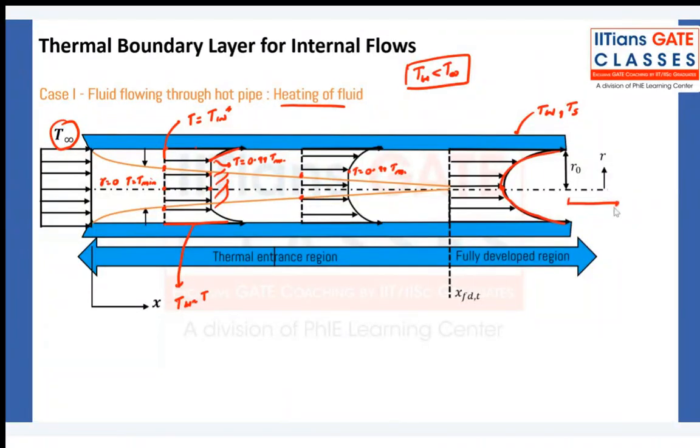So at R equals 0, T equals T minimum. At R equals capital R, T equals TW. This is how it is changing. Now this is, of course, the viscous region. Here shear stresses are dominant, and temperature gradients are present.